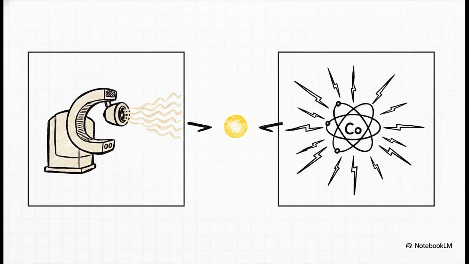So, the photons we use in radiotherapy are just tiny packets of electromagnetic energy. They've got no mass, no charge, and we get them in two main ways. Either we create them as X-rays in machines called linear accelerators, or they're given off as gamma rays from the natural decay of radioactive stuff like cobalt-60.